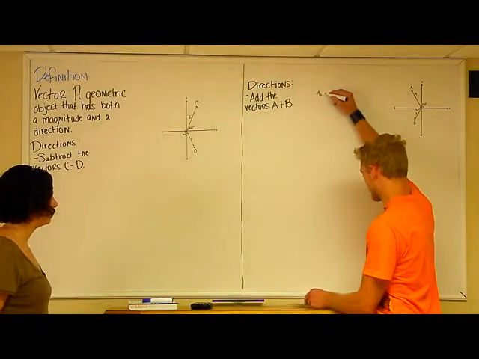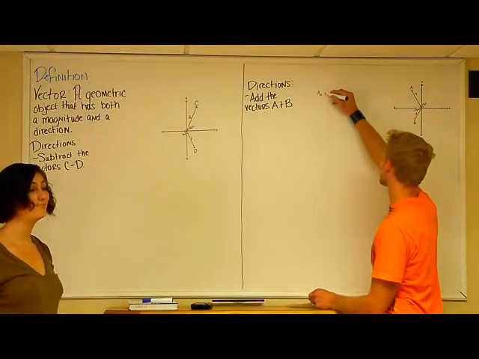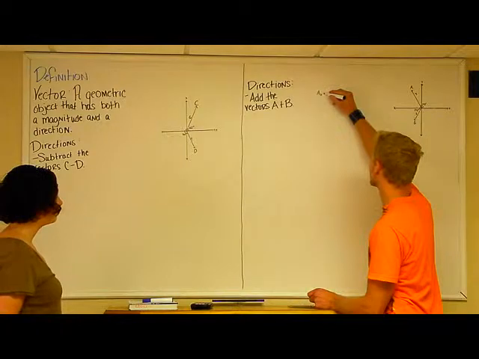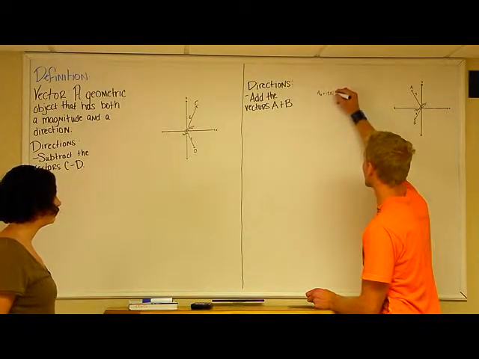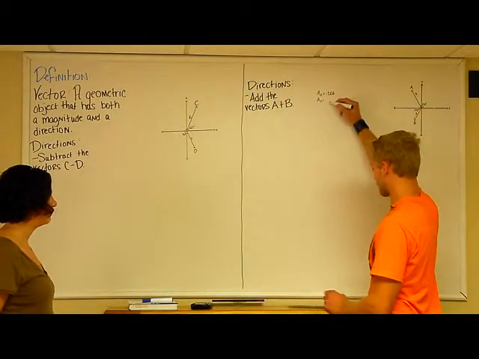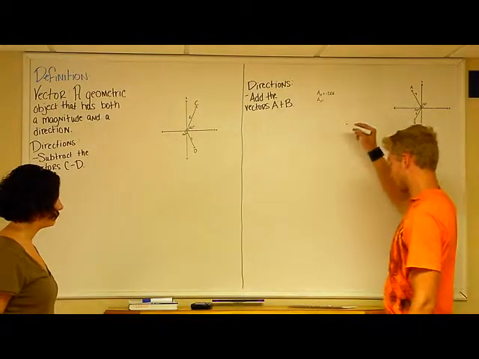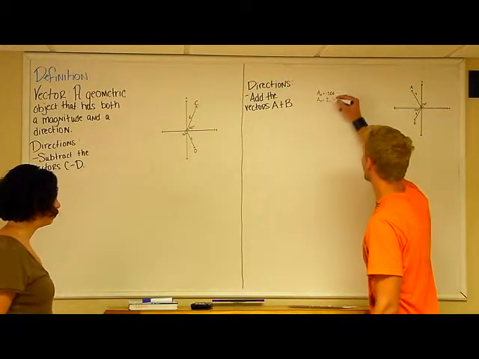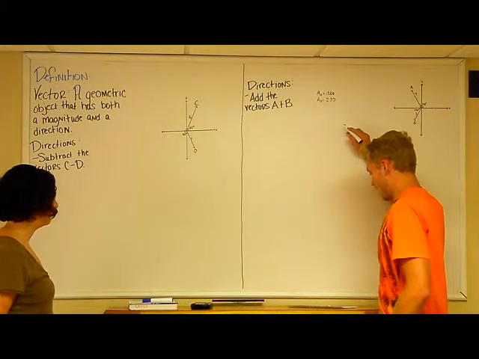Ax is equal to 4 times the cosine of 140, which is equal to negative 3.06. Ay is equal to 4 times the sine of 140, which is equal to 2.57. Alright, that's for A.